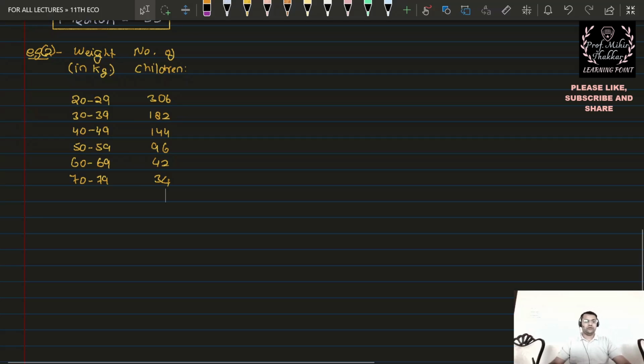Okay, one more example that you can see there in front of you is for the discontinuous classes that I have taken, 20 to 29, 30 to 39, 40 to 49 and so on. So if you observe your step number 1 that I have given to you above, it says first make the classes to be continuous. So whenever I come across this kind of a question, I will make a column for continuous classes.